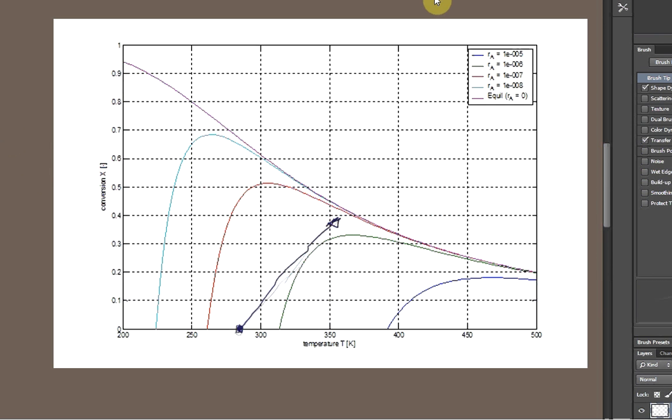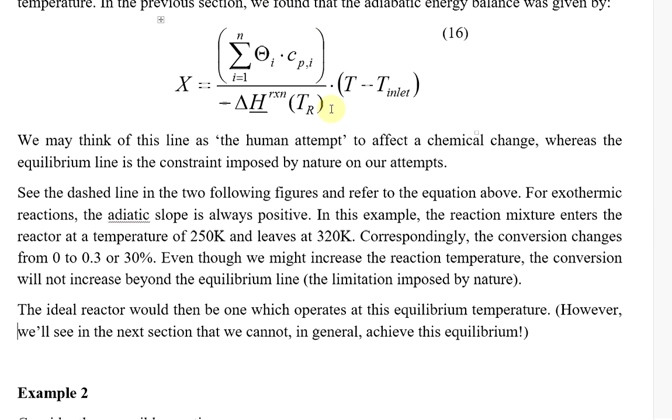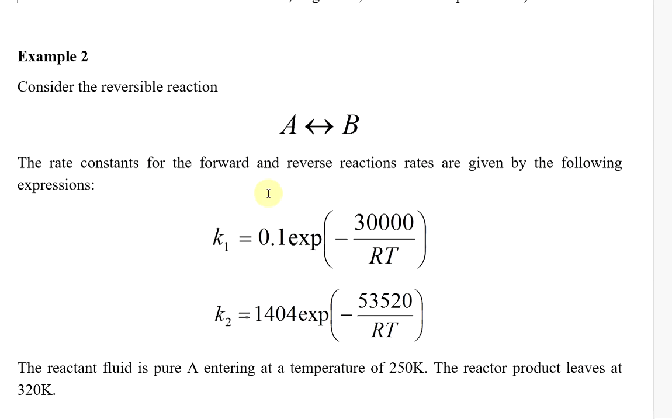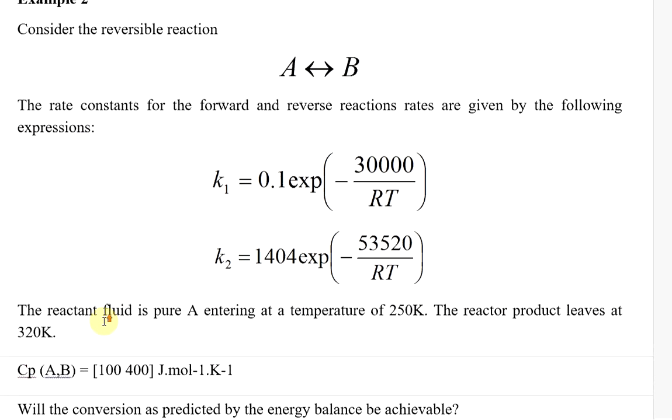So let's take an example in plotting one of these lines. And you'll find example 2 in the notes. And as usual, we've got these Arrhenius relationships defined for us. So that's quite convenient, all the constants defined nicely. And we are told the reaction mixture is pure A entering at 250 Kelvin, and the product is leaving at 320.